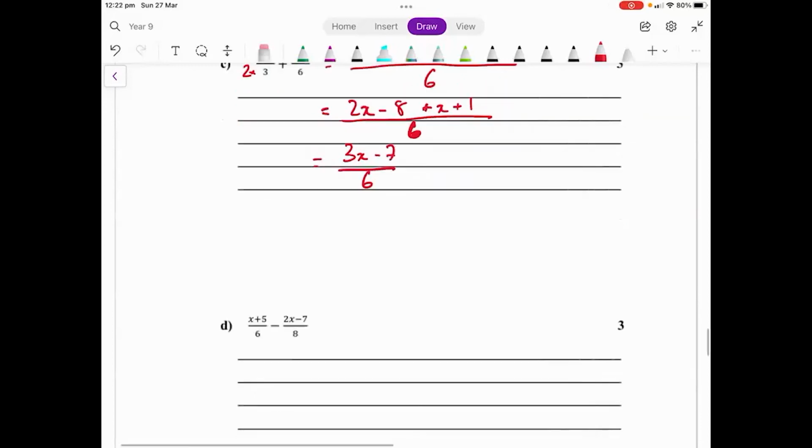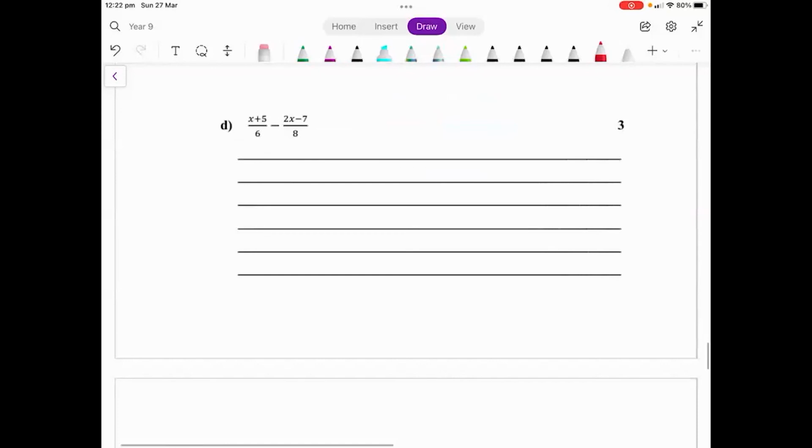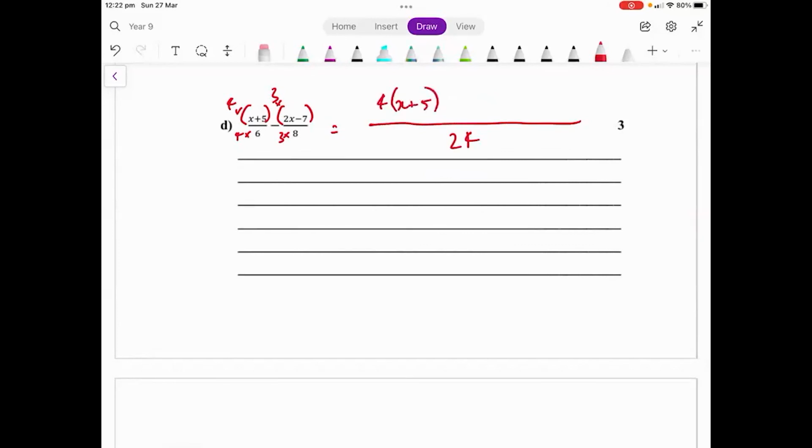Question D, a little bit harder. We need to change both the fractions. So I'm going to start by putting an invisible set of brackets around both the numerators. The common denominator that we're going to choose is 24. So the first fraction is going to be multiplied by 4 over 4. The second one by 3 over 3. That gets me 4 bracket x plus 5, close bracket, minus 3, bracket 2x minus 7, all over 24.